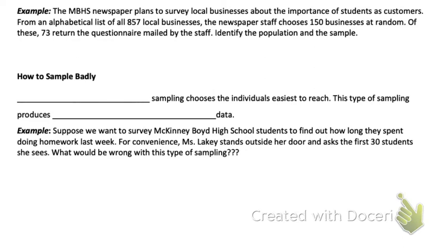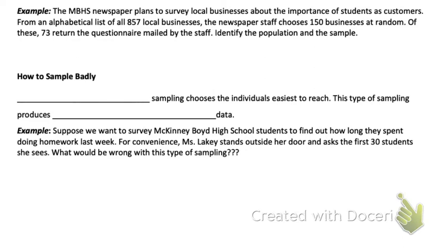Sorry. Here's an example. This might be what something would look like on a free response question. All right, let's run. The McKinney-Boyd High School newspaper plans to survey local businesses about the importance of students as customers. From an alphabetical list of all 857 local businesses, the newspaper staff chooses 150 businesses at random. Of these, 73 return the questionnaire mailed by the staff. Identify the population and the sample. Discuss it with your group. You have 30 seconds. Ready, go.